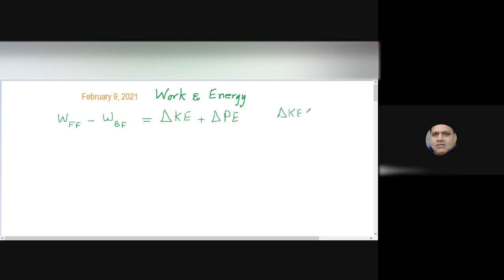So delta KE is equal to half mv square minus half mu square, or we can say it is half m into v square minus u square. Similarly, change in potential energy is mgh final minus mgh initial, or we can take mg as common, so it will be mg into height final minus height initial.